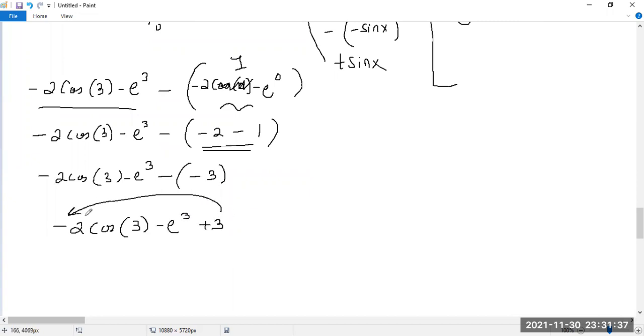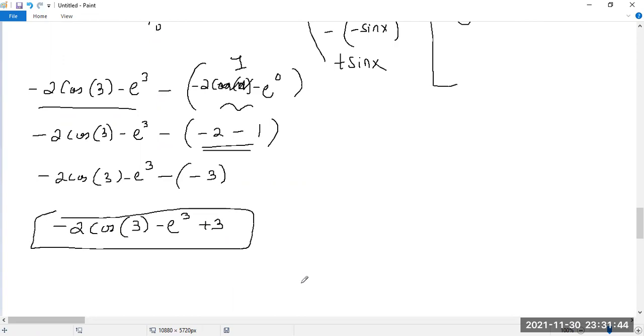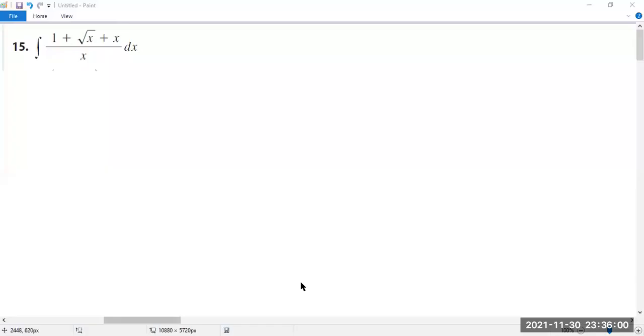And of course, you can have this plus any constant. You could be here, you could be here. It doesn't matter so long as it exists. So we want to find the indefinite integral. In this case, it's not a definite integral, so we don't have to plug in any bounds.